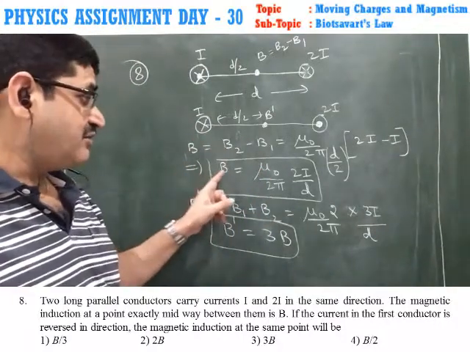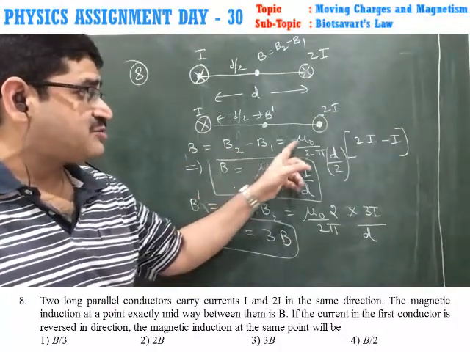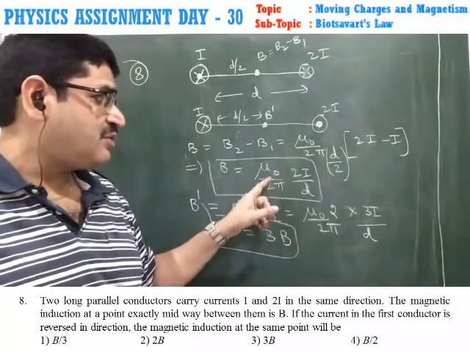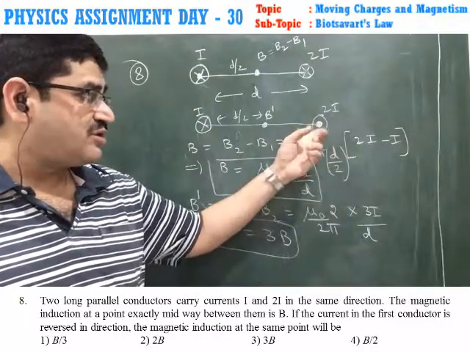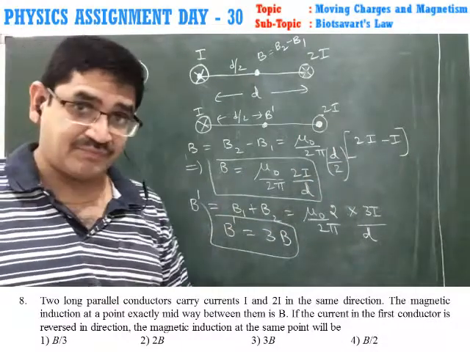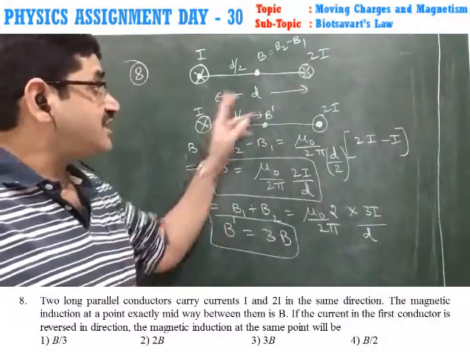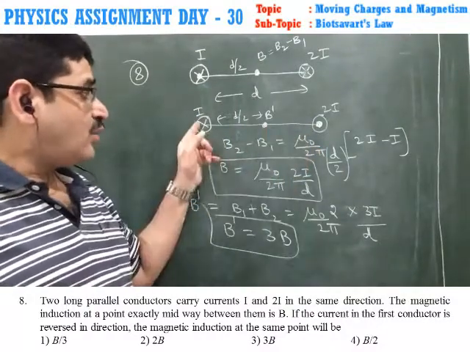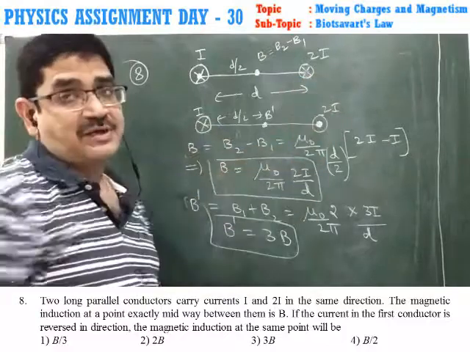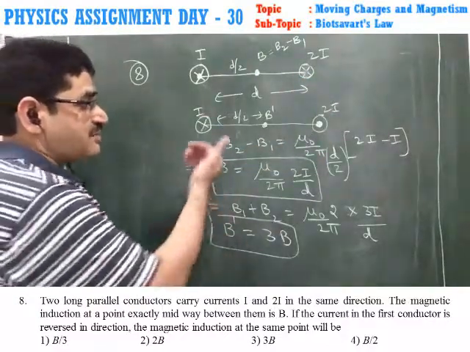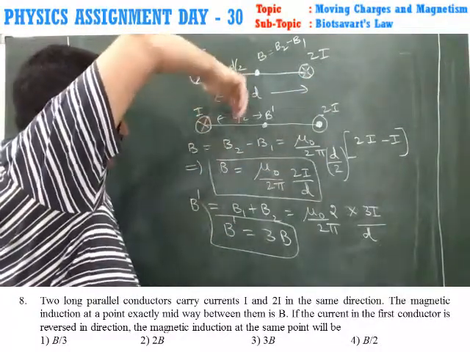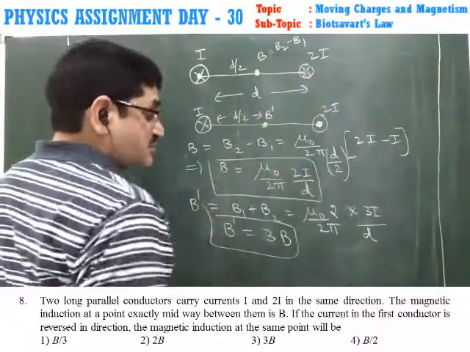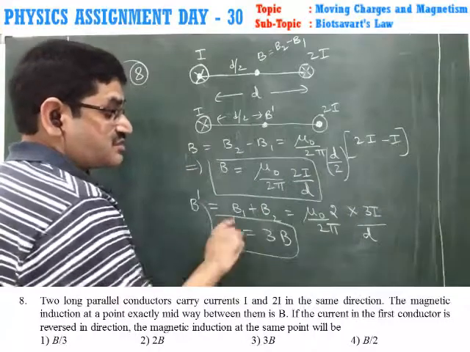Now the net value B equals B2 minus B1, which is mu naught by 2 pi, over D by 2, into 2I minus I. You will get mu naught by 2 pi, this 2 will be there, and 2I by D. But B dash, this time, what happened: the current direction, in the second case you can see, one is into the plane, the other is out of the plane. So when one is into the plane, the magnetic field will be downward, the other is out of the plane, here also the magnetic field is downward. So the magnetic fields are in the same direction, so they add up.